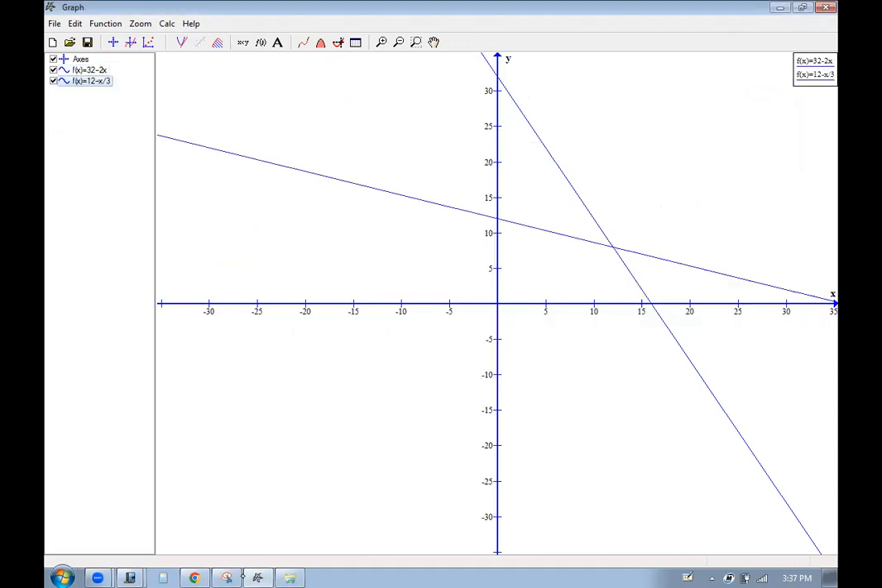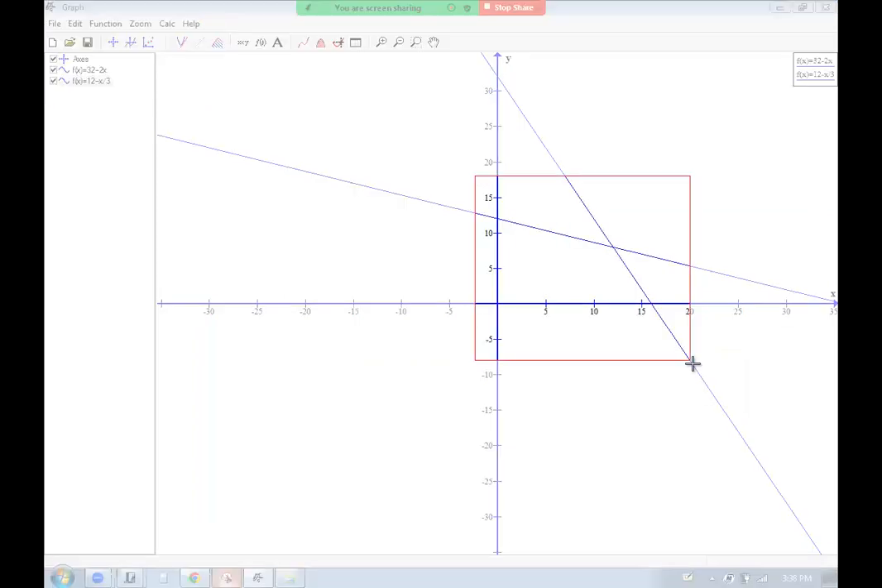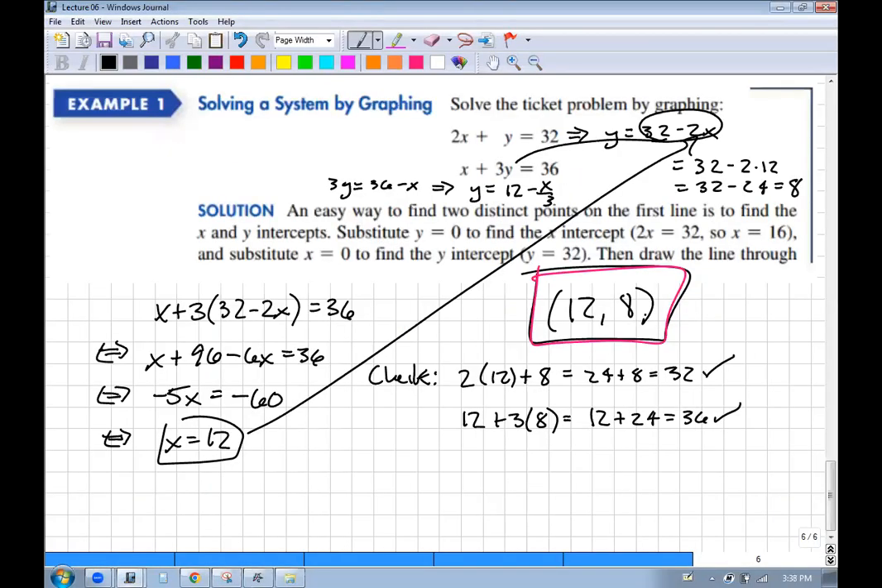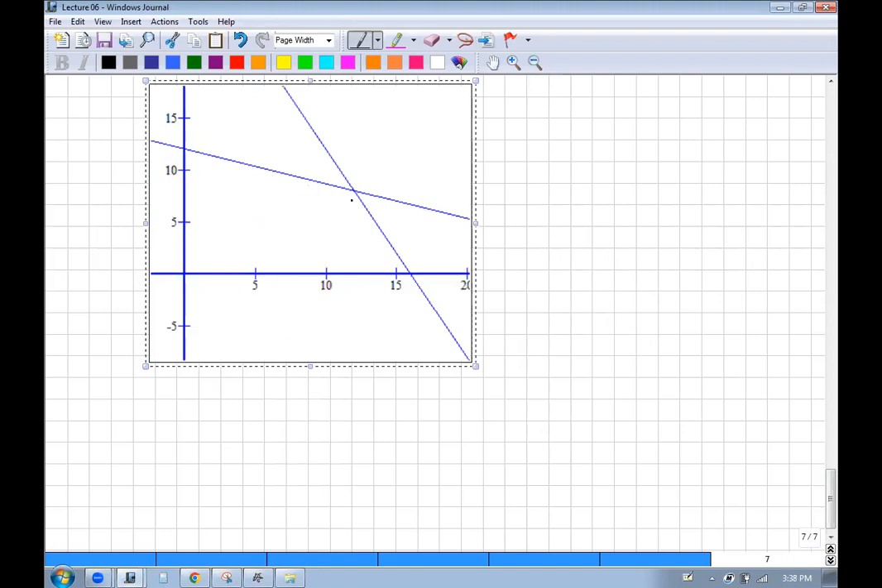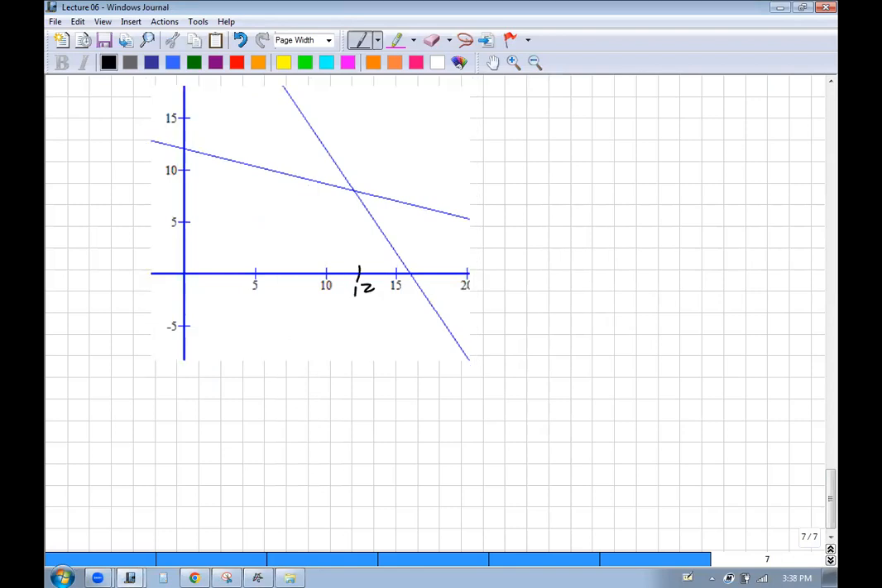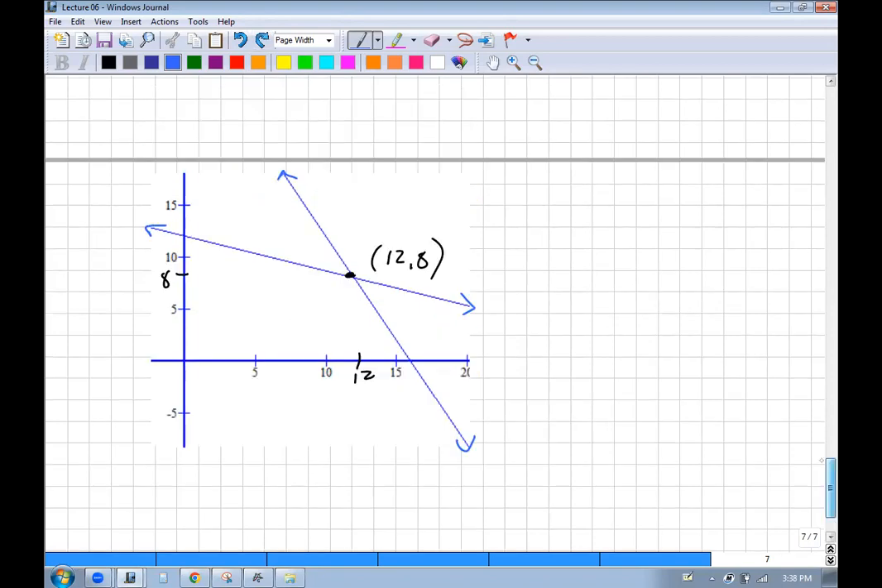See where they cross over here? Okay, it should be at 12, 8. You can look at it and see 12, 8. That's where they cross. Okay, so these are the solutions for each of those separate equations. This is the only point that's a solution to both equations.